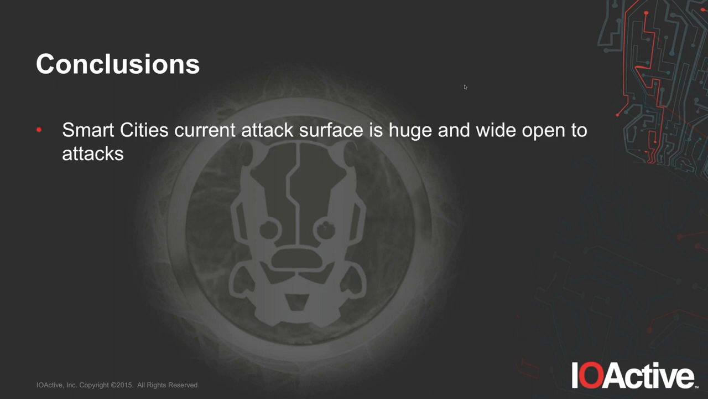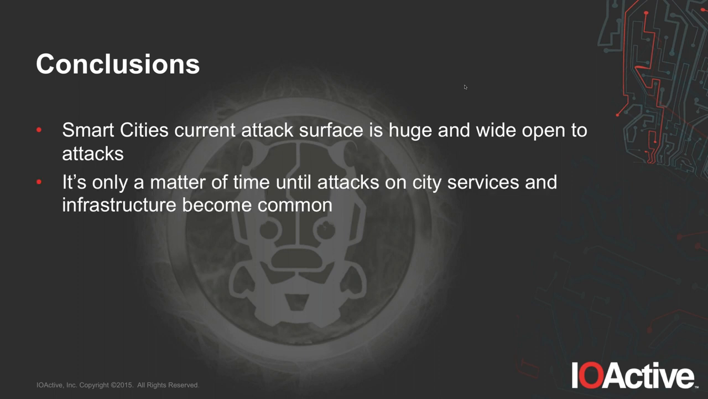So the final conclusions are that smart cities right now are wide open to attacks, not just smart cities, but cities in general that depend on some kind of technology. The current attack surface is huge and unprotected. There are a lot of vulnerabilities, and that's happening right now. So I think it's just a matter of time until we start seeing attacks on city services and infrastructure. I really hope this doesn't happen, but the problem and the possibilities are there. It's just a matter of decision from attackers to do it or not. But the opportunity for them is there.